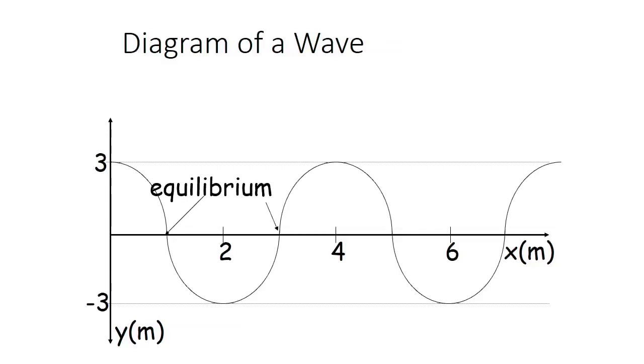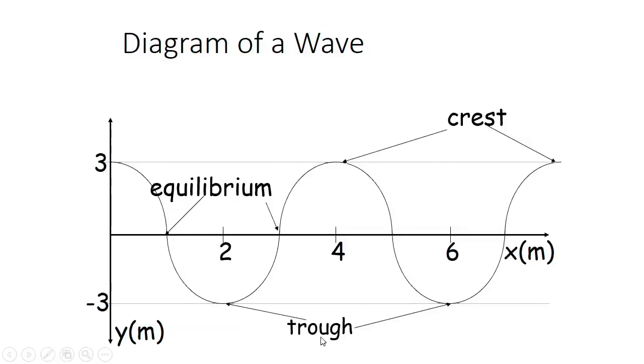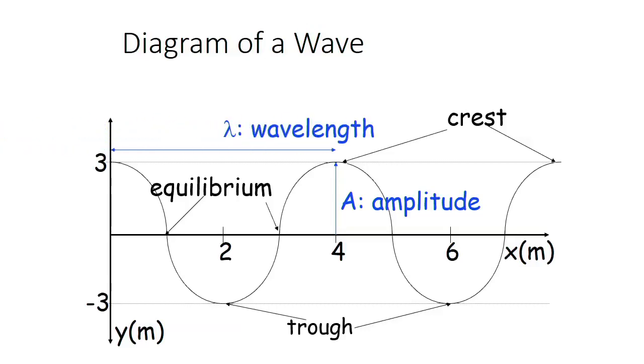We have the two waves that are in equilibrium. We have a crest and we have a trough, and we have an amplitude. We have a wavelength. This is a wavelength. It can be from one trough to one trough, from one crest to one crest, or it can be a complete S shape. That gives us a wavelength.